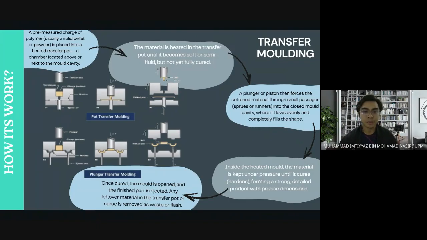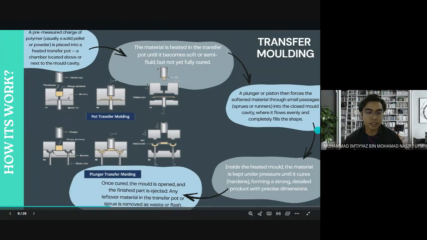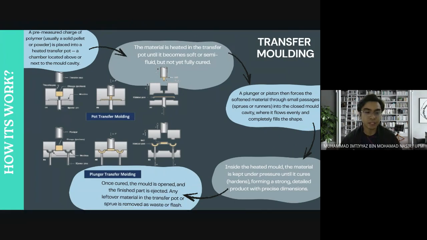Next, the material is kept inside the heated mold under pressure until it's cured, forming a strong, detailed product with precise dimension. And lastly, once cured, the mold is opened and the finished part is ejected. Any leftover material in the sprue or runner is removed as waste, which we call flash.